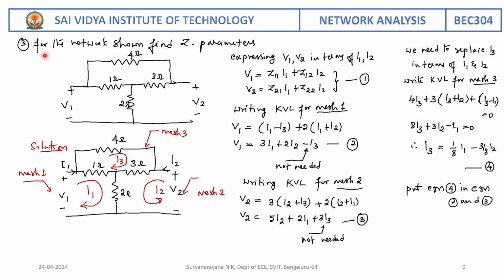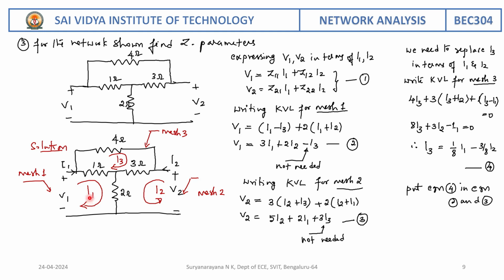So let us try to solve this problem. We need to find Z parameter for this network. It is T network. So let us find the parameters here. Write and analyze the mesh I1, I2 and I3. Now we have to express V1 and V2 in terms of current I1 and I2.